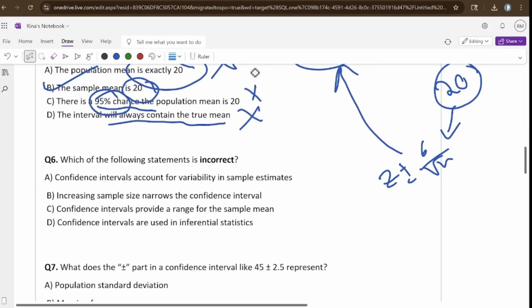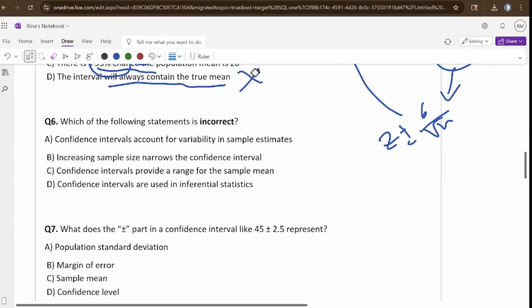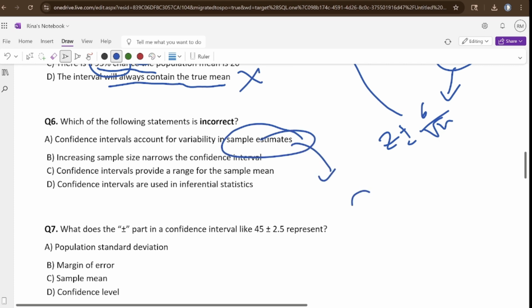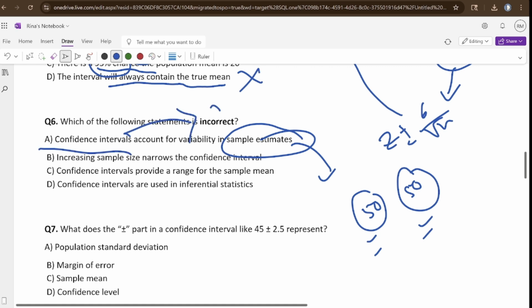Okay, next, which of the following statements is incorrect? Confidence interval accounts for variability in sample estimates. That is true, because there is variability in sample estimates. If you take 50 samples, and then another 50 samples, there may be some changes. That is why we are creating a range. Confidence interval means we are creating a range instead of taking a single number, right?